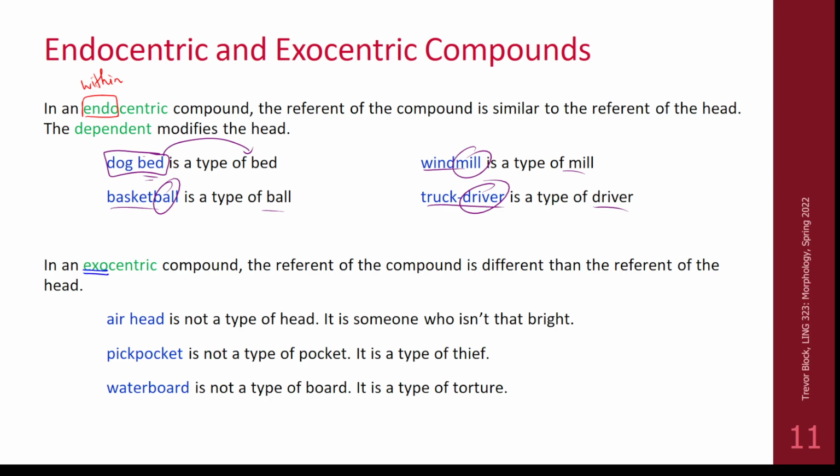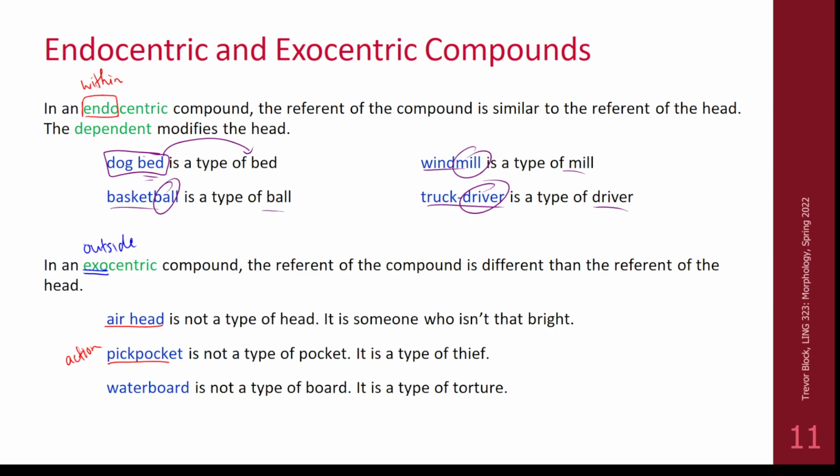Exocentric, so exo meaning outside. This means that the core meaning comes from outside of the compound. So if we think of a word like airhead, this is not a type of air and it's not a type of head. It's a personality trait or a description of a person. A pickpocket is not a type of pick and it's not a type of pocket. This is actually the action that describes what the person does, but the meaning comes from outside of the compound.